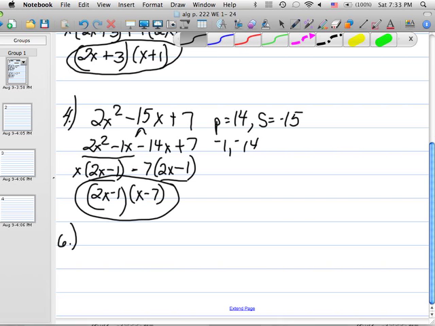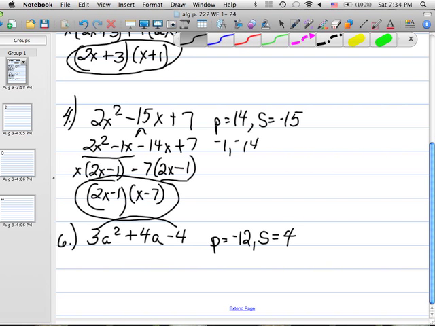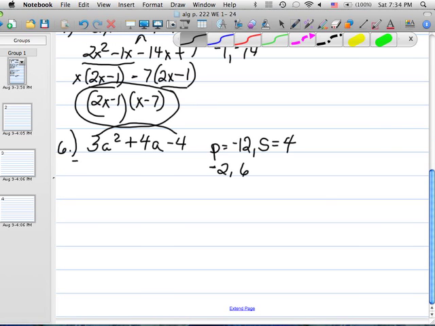Problem number 6, we have 3a squared plus 4a minus 4. Product is negative 12. Sum is 4. So the two numbers that would work would be 2 and 6, and the 2 would have to be negative to get a product of negative 12 and a sum of positive 4. So we split the middle, bring down the 3a squared, break the 4a into negative 2a plus 6a minus 4.